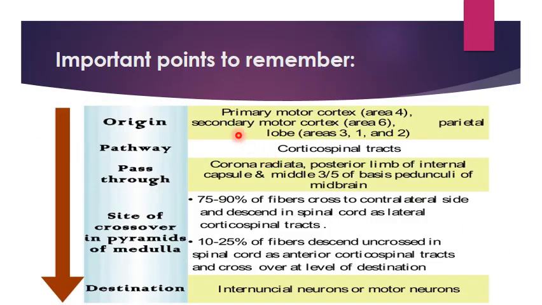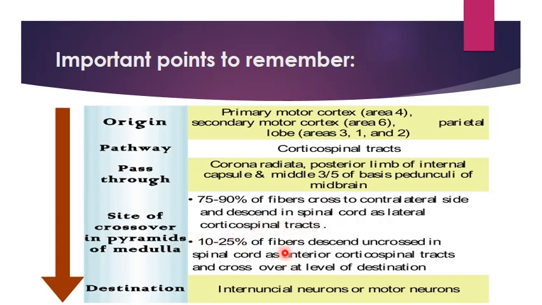Now here are some important points to remember. The origin of the corticospinal tract is from the motor area, and some fibers contribute from the premotor area. The pathway is the corticospinal tract, and they pass through the corona radiata, the posterior limb of the internal capsule and the basis pedunculi of the midbrain. In the medulla oblongata, 75 to 90% of fibers cross to the contralateral side and descend in the spinal cord as the lateral corticospinal tracts.